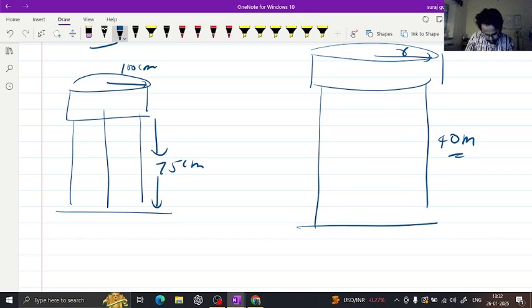What is the height of the tree? Okay, the total height is given, that is 40 meter. 40 meter total height, right?